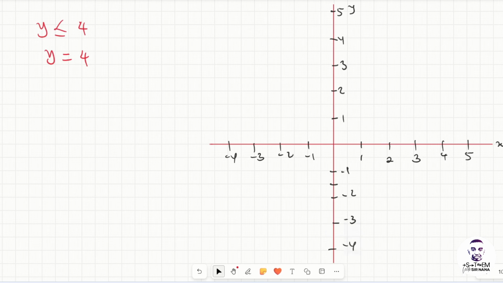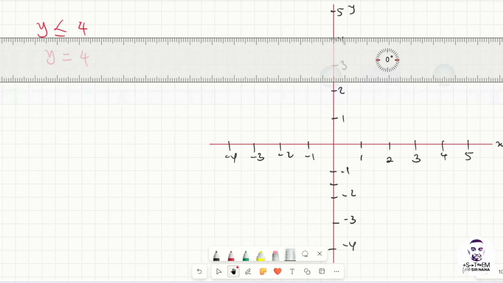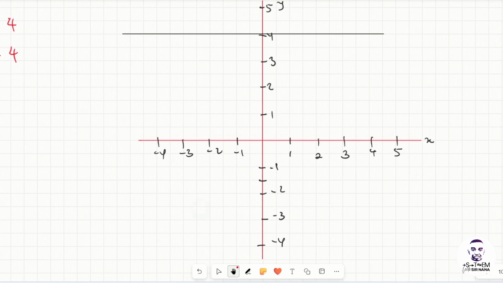So we want to plot y is equal to 4. In this case, we have to put the line at y is equal to 4, which is here. So we are going to put a line at y is equal to 4. So we have the line at y is equal to 4.